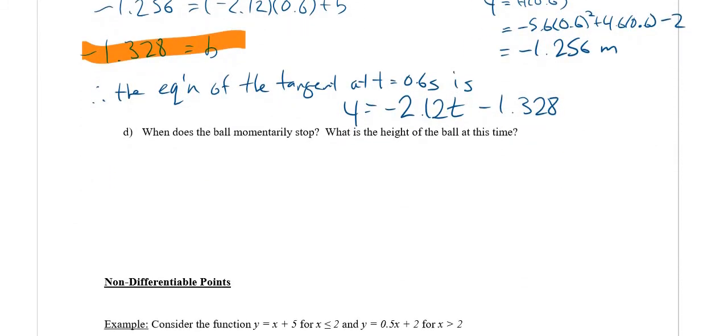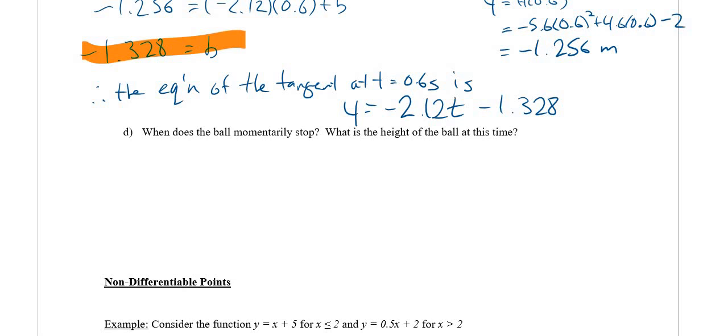Next question asks us, when does the ball momentarily stop? What is the height of the ball at this time? So essentially, when is the rate of change, or the speed, of our ball 0? This probably doesn't feel like it makes a lot of sense because we know that the ball is constantly moving, but we know that there's a point right in the middle where it reaches its maximum height. It's not going up or down. It's just kind of stuck in midair. Not really, but just for an instant in time, the speed is 0. It's not going up, it's not going down. So we're looking for that point.